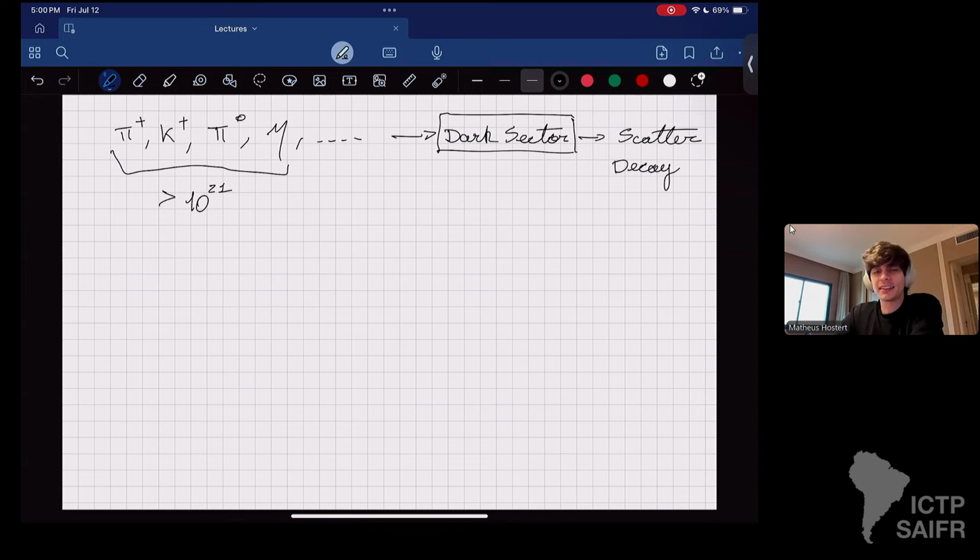In the case of decay, the larger the fiducial volume of your detector, the better. In the case of scatterings, the higher density your fiducial volume, the better, because your new dark states can scatter more often. And that's basically what we're doing with neutrino experiments: having large volume and high density materials.